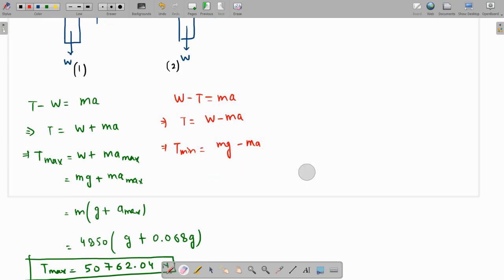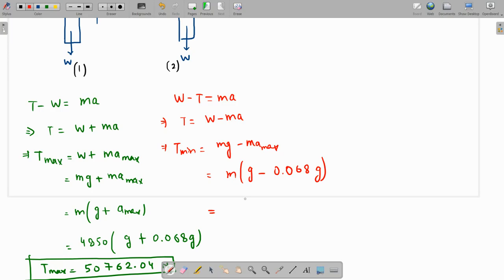There is another thing mathematically which we have to understand over here. This will be minimum when the only parameter which is changing is acceleration, and mass is constant. So if we have to make this minimum, then this part should be maximum, so that we subtract the maximum thing and we get a minimum value. So again, acceleration is going to be the maximum over here, which is already given to us as 0.068 g.